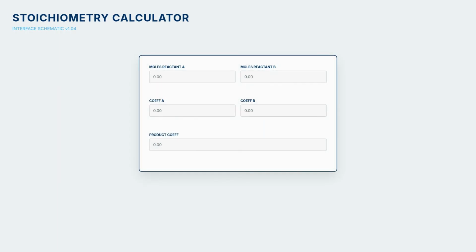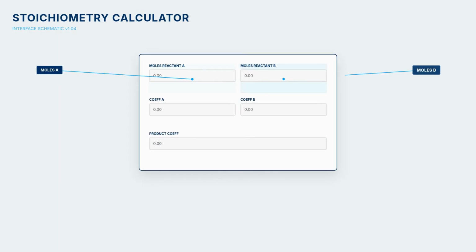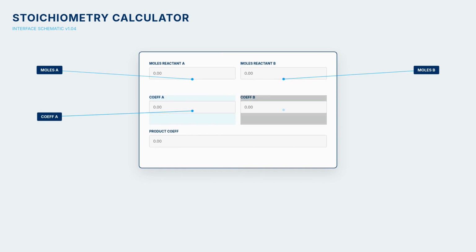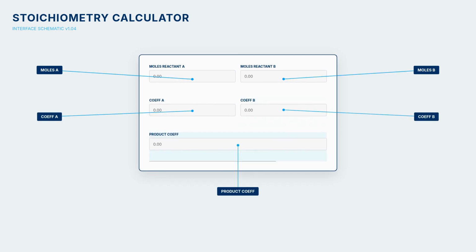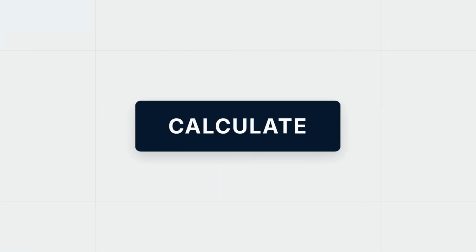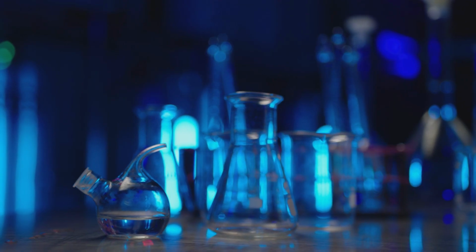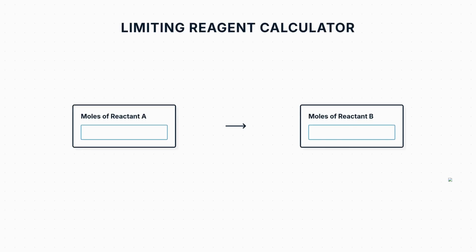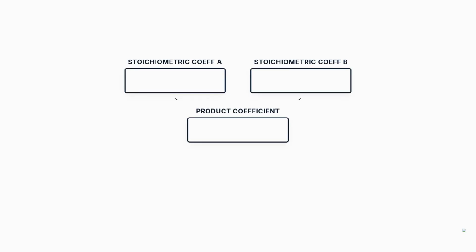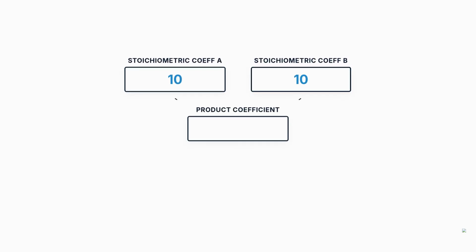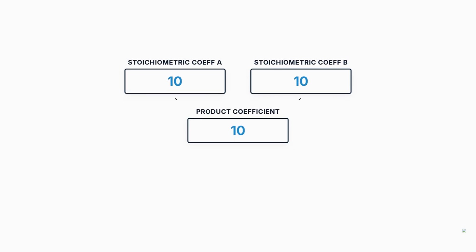The input fields are moles of reactant A, moles of reactant B, stoichiometric coefficient A, stoichiometric coefficient B, and product coefficient. Simply enter your values and click Calculate. Let's work through an example. I'll input 10 for moles of reactant A, 10 for moles of reactant B, 10 for stoichiometric coefficient A, 10 for stoichiometric coefficient B, and 10 for product coefficient.